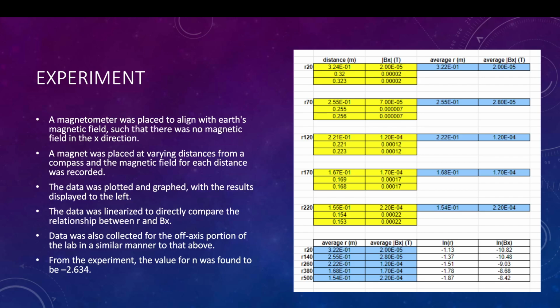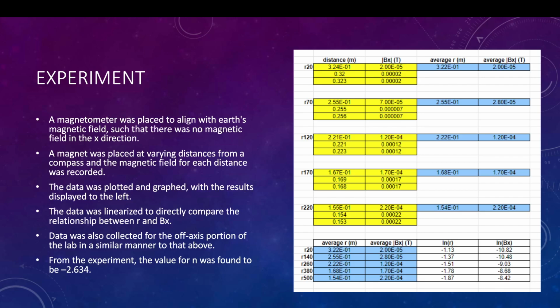In the experiment, a magnetometer was placed to align with Earth's magnetic field such that there was no magnetic field in the x direction. A magnet was placed at varying distances from the magnetometer and the magnetic field was recorded. The data was plotted and graphed with the results displayed to the left, and then it was linearized to directly compare the relationship between the natural log of r and the natural log of the magnetic field.